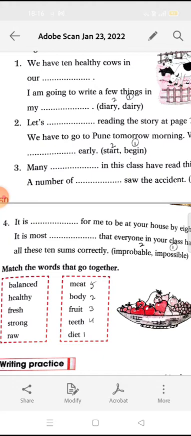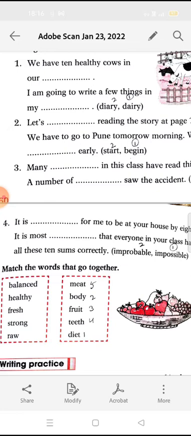Many dash in this class have read the story. People. When we say people, it means human beings. A number of pupils. Pupils means? Many pupils in this class have read the story. Pupils means students, PUPILS is students or followers. A number of people saw the accident. In class there will be pupils, but when we talk about the accident, that means they are on the road. So they could be anybody. So we call them people.